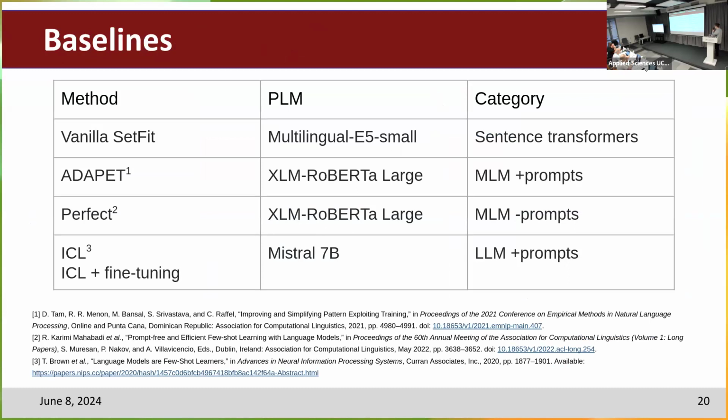ADAPET, which is a method based on masked language models and that utilizes prompts. PERFECT, which also is based on masked language models like BERT, but does not use prompts. Then in-context learning with the Mistral 7B large language model, and in-context learning with model fine-tuning.